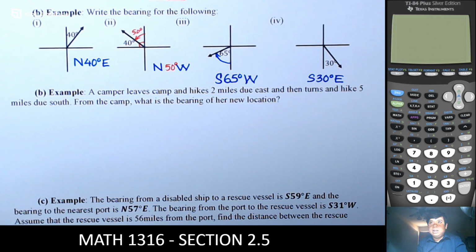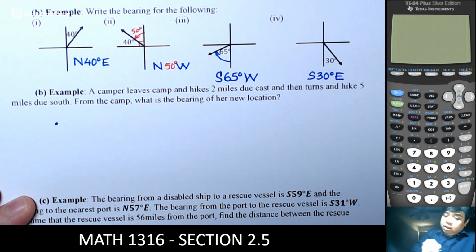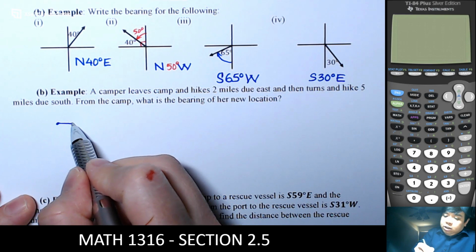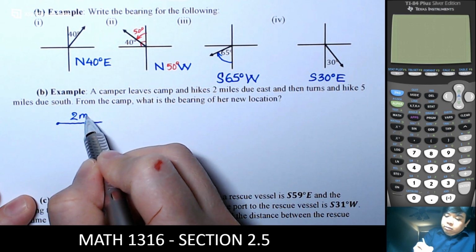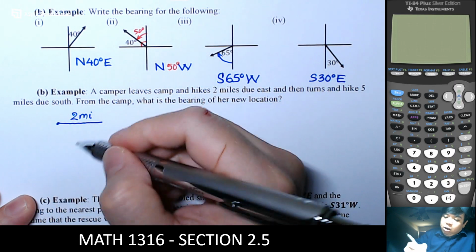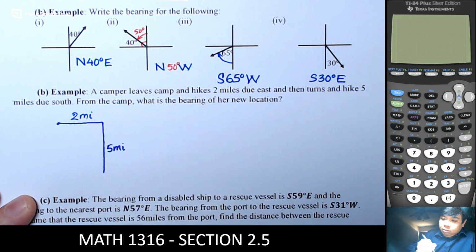Here's an example. A camper leaves camp and hikes 2 miles due east, and then turns and hikes 5 miles due south. From the camp, what is the bearing of her new location? First, we start here, and she walks 2 miles due east, to the right, and then turns and hikes 5 miles due south. What is the bearing?